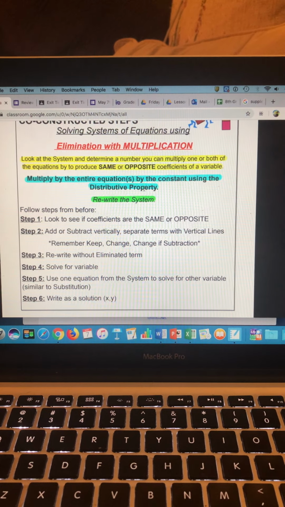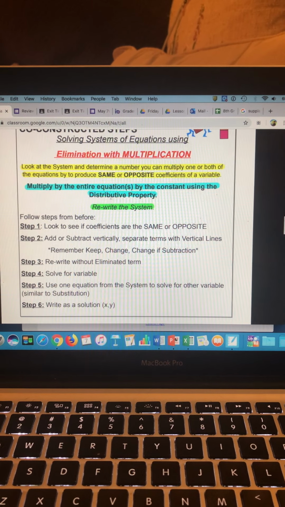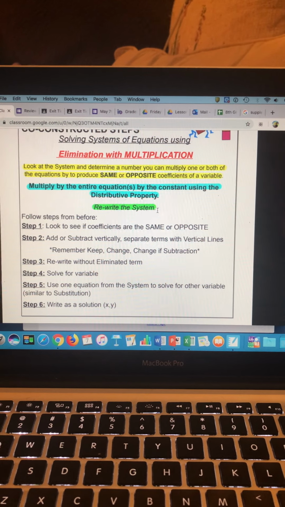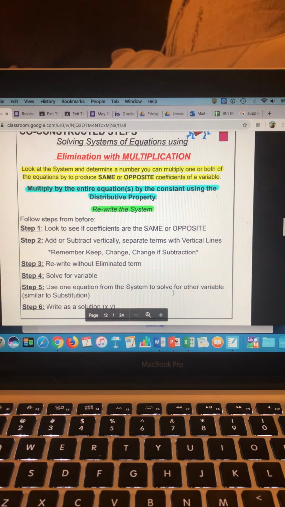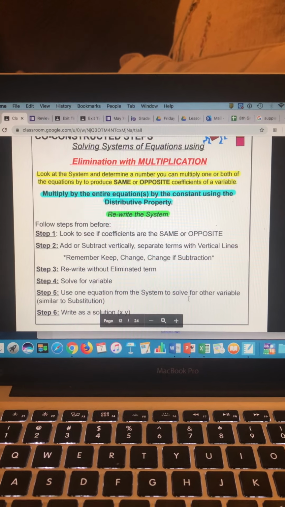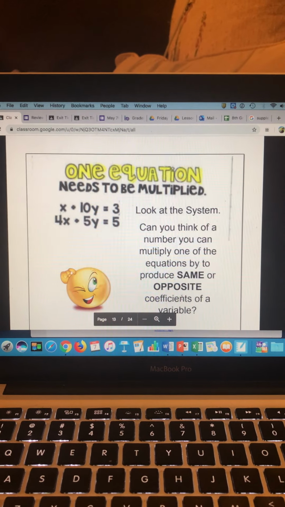Okay, you then are going to multiply the entire equation using the distributive property. You're going to rewrite it, and then all these steps are the same we've already done. So I'm not going to repeat myself for that. Okay. So we'll go on to the next one. I'm just going to erase my board so that I have room.